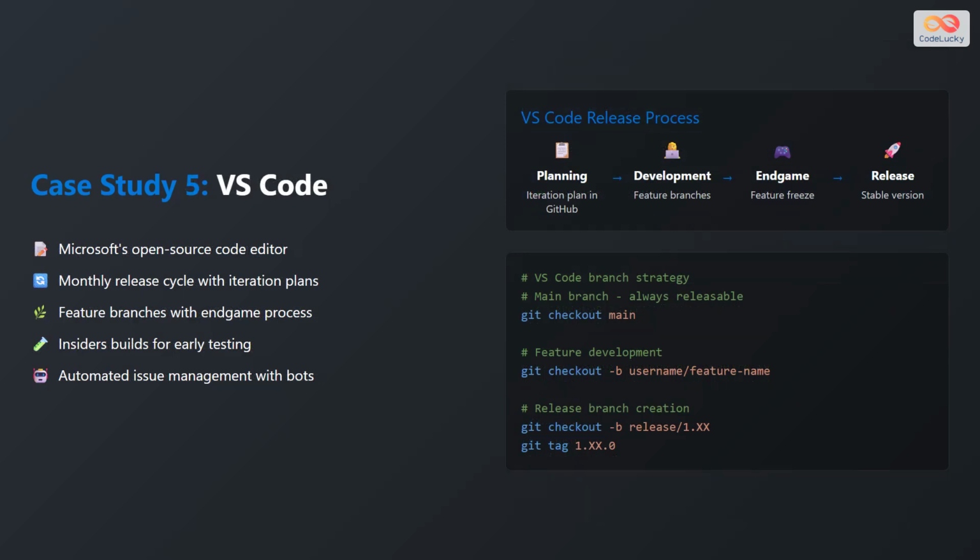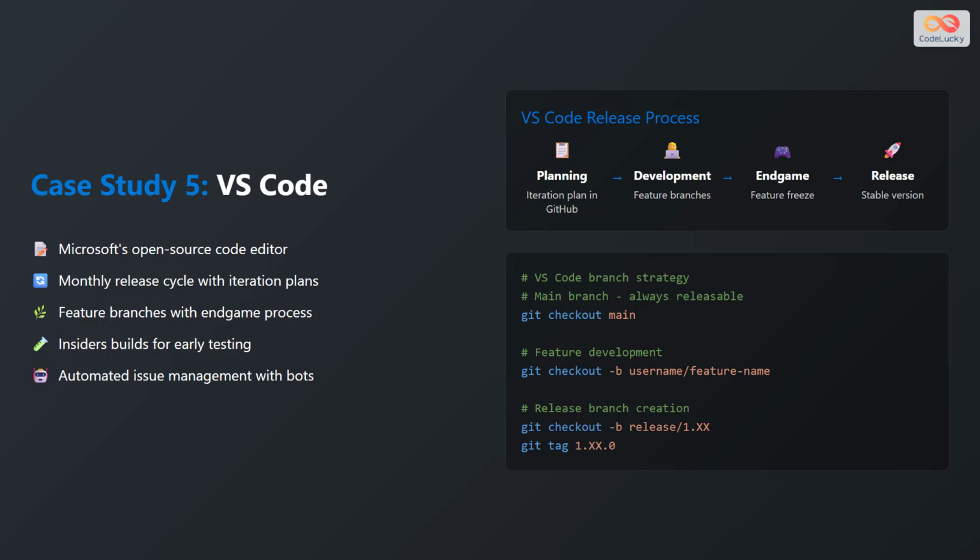Let's discuss VS Code. VS Code is Microsoft's open-source code editor. VS Code has a monthly release cycle with iteration plans. It uses feature branches with an endgame process. It uses insiders builds for early testing. It uses automated issue management with bots. Here's the VS Code release process. It involves planning, development, endgame, and release phases.